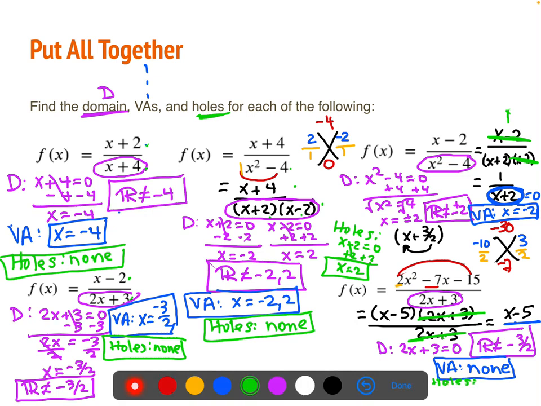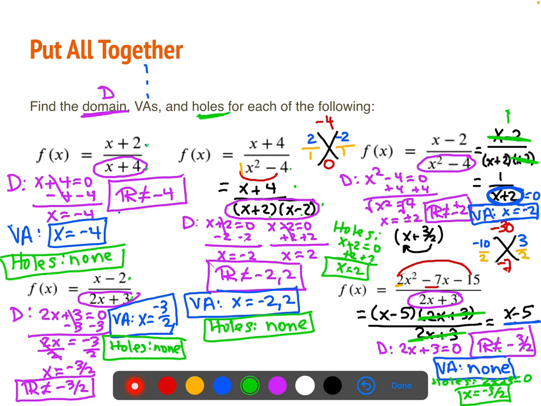And then the last one, I canceled a 2x plus 3 on top and bottom. So my holes, that's my 2x plus 3 equal to 0. And we've actually solved 2x plus 3 equal to 0 already. That gave us -3/2. So my holes are at x equals -3/2. And if you remember, our domain was all real numbers except -3/2. And we didn't have a VA, so that guy must be the hole.